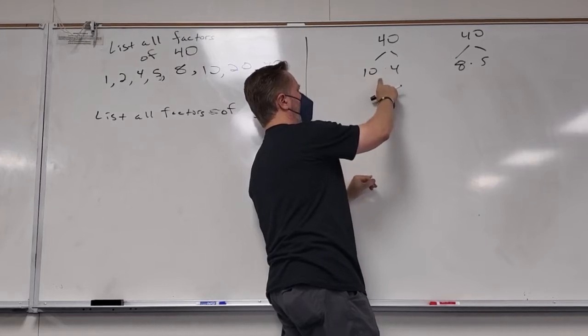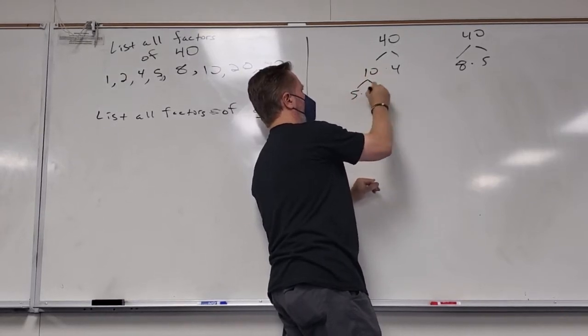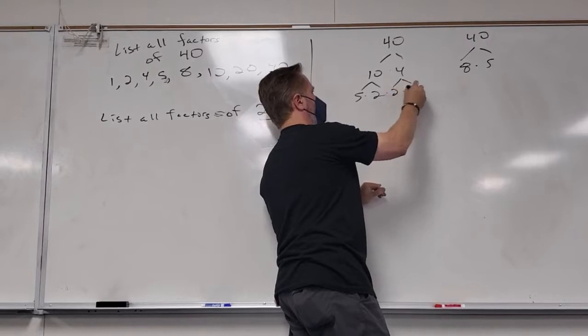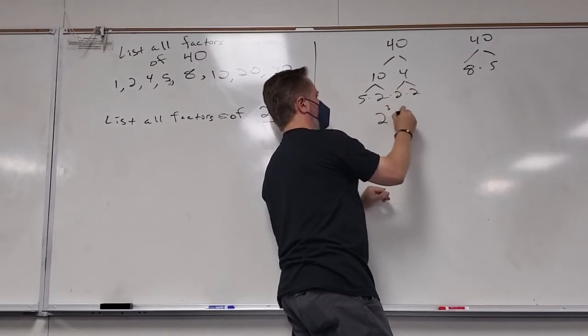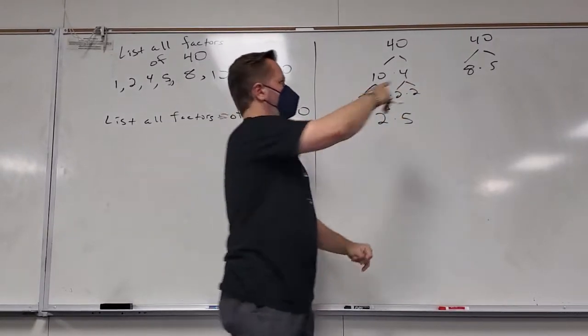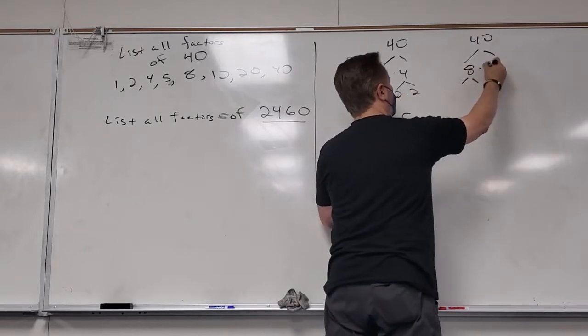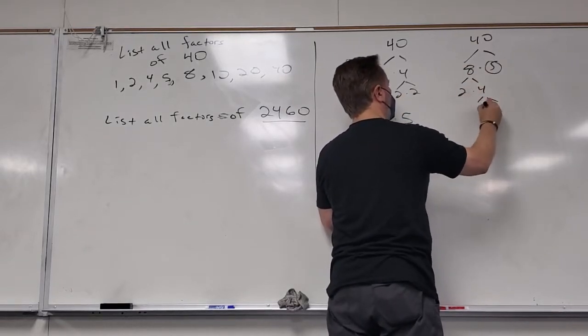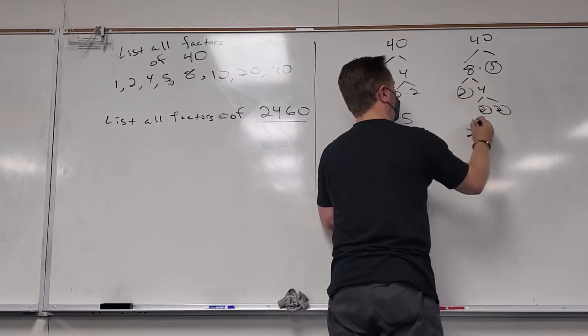How do I continue here? 5 and 2. Yeah, 5 times 2. 2 times 2. So this would be 2 to the third times 5, right? What about over there? 2 times 4, 2 times 2, 2 to the third times 5, right?